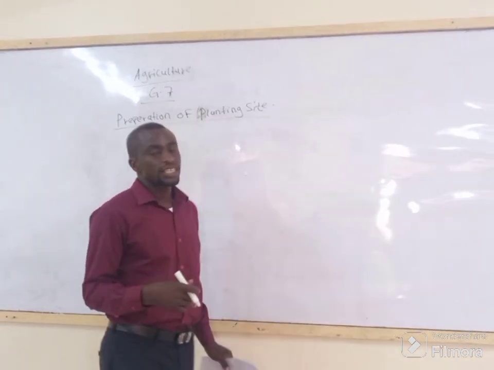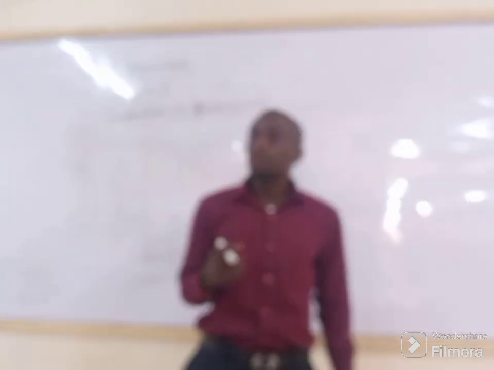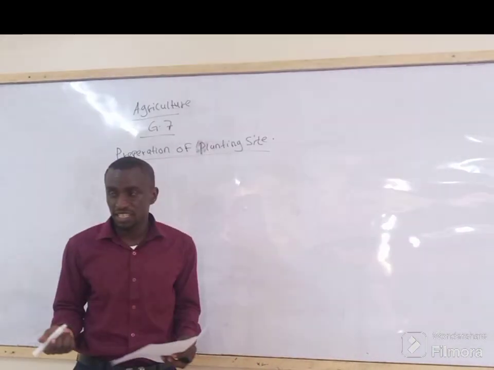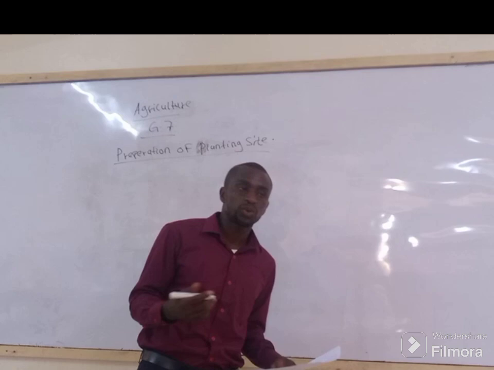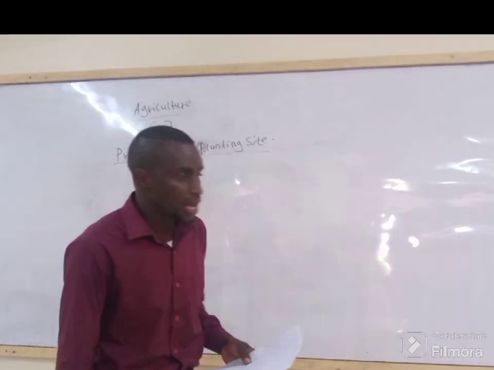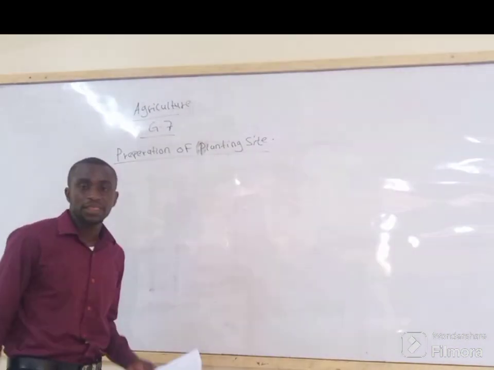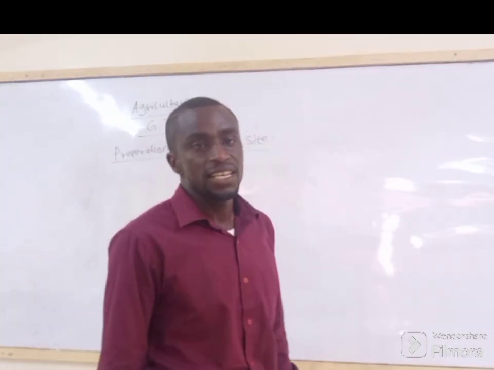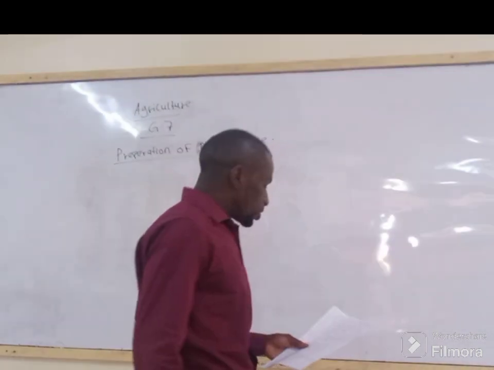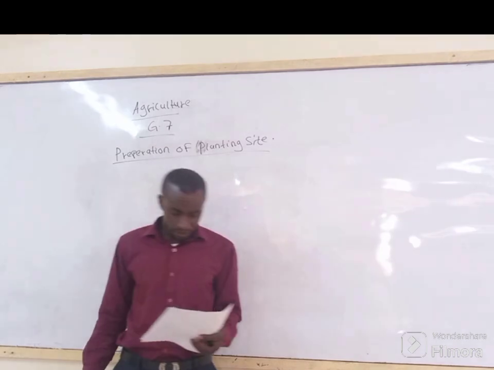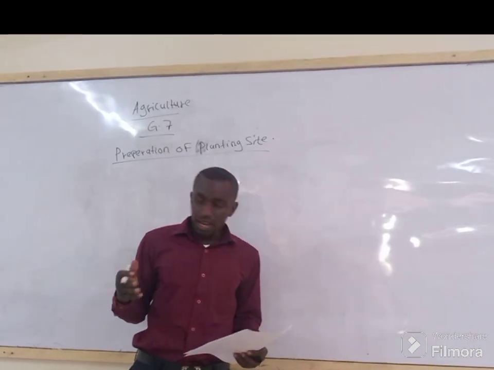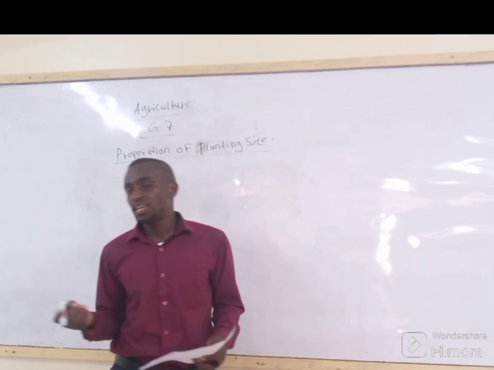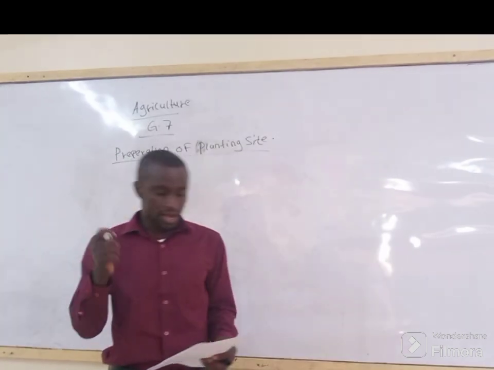Now, a planting site is normally made in a desirable manner to make planting easy. That's why we normally prepare the planting site in order for the planting to be made easy. So crops should be planted in a planting site that has been made in a desirable manner.